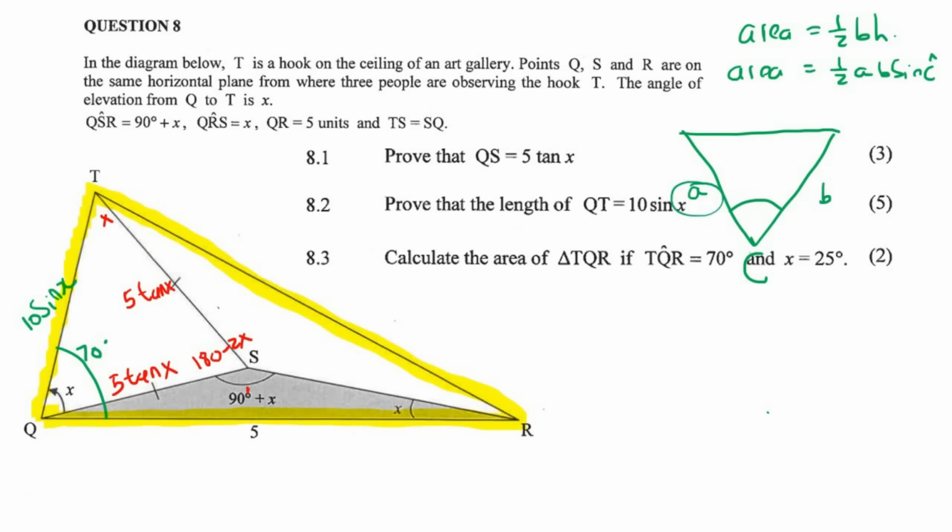So you need the two sides that are next to that angle, and then you can use the sin rule or the sin formula. So in this yellow triangle, we've got this angle 70. See that?